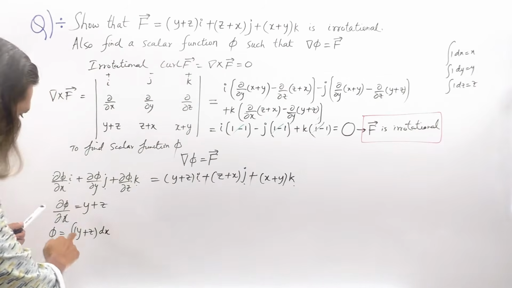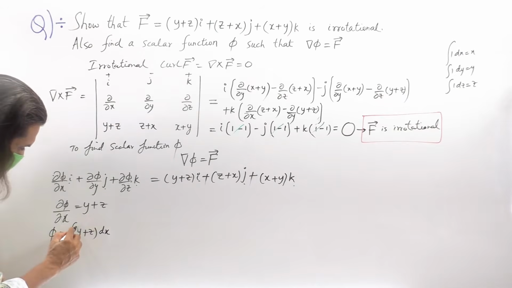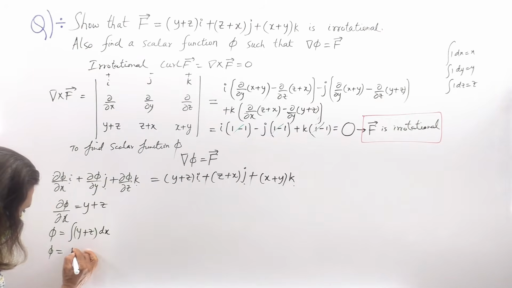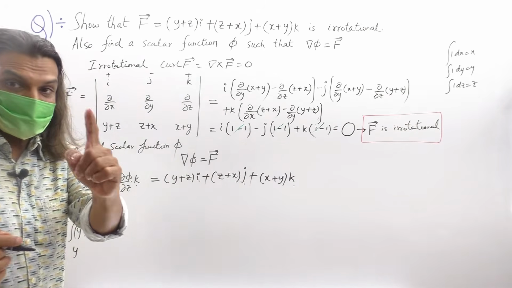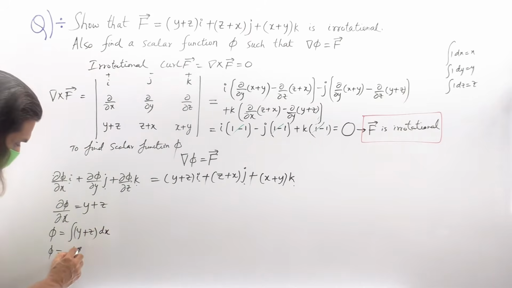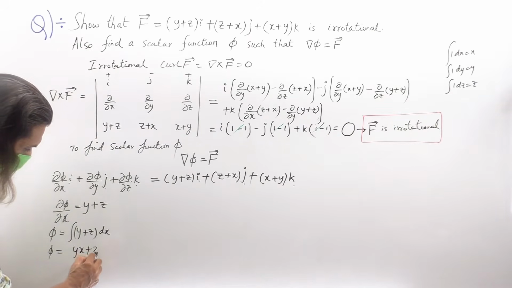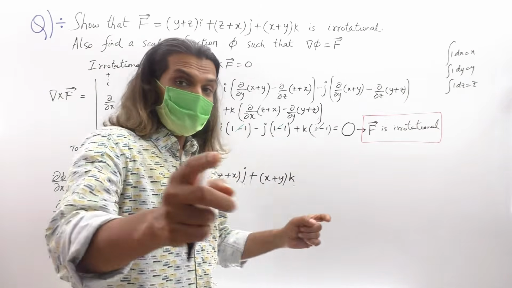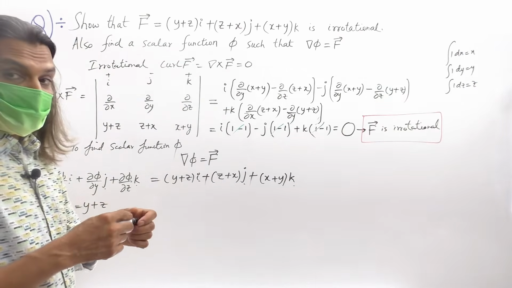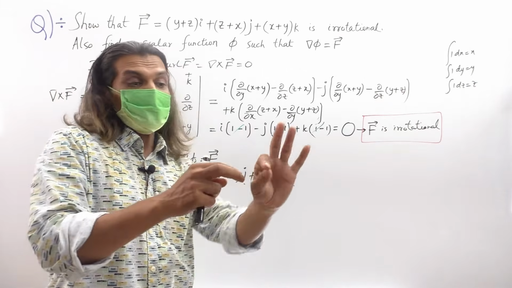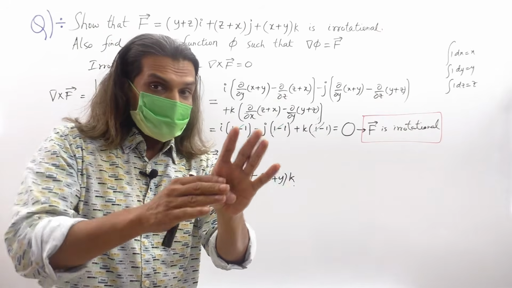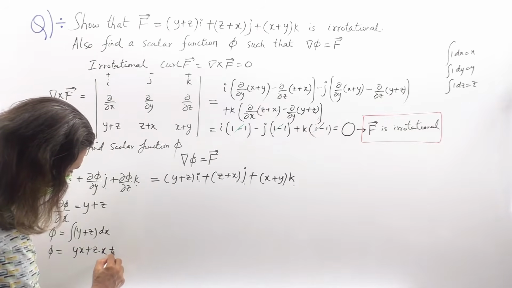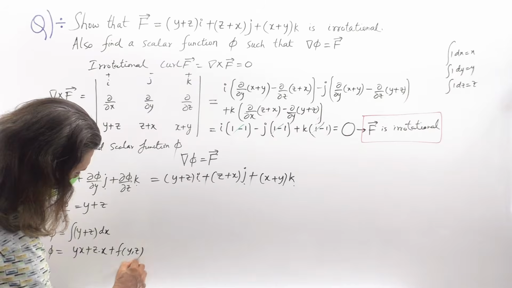Understand this carefully. Integration of y plus z: y is as it is, into integration of 1 dx, which is x, plus z as it is, integration of 1 is x. And remember one thing, you have to write it compulsorily. Since we are integrating with respect to x, we are partially integrating, so x, y, z. When we integrate with respect to x, what constants remain? y and z. That means the constant will be f of (y, z). That's it. You have to show it.